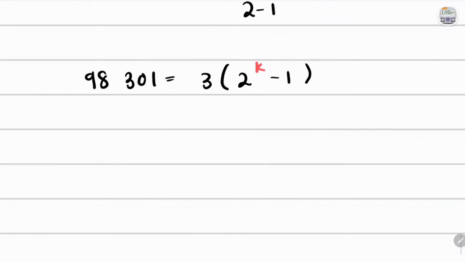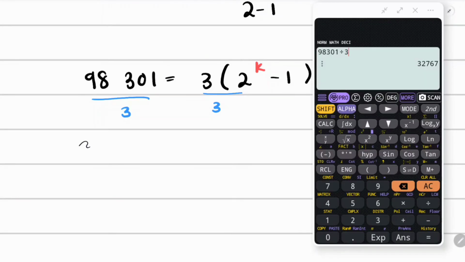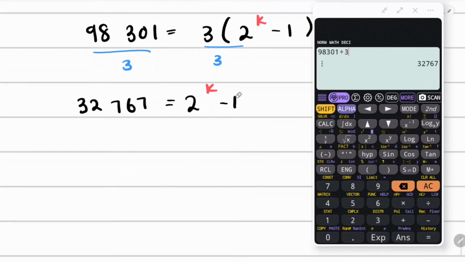Okay, so when we have this, you see that to get closer to k, we can just get rid of the 3 by dividing both sides by 3. And let's see what we get. So we get 32,767 is equal to 2 to the power of k minus 1. Okay, so we still have k, and minus 1 is just in the way. So we take it over and it becomes a positive 1. So this gives us 32,768 is equal to 2 to the power of k.